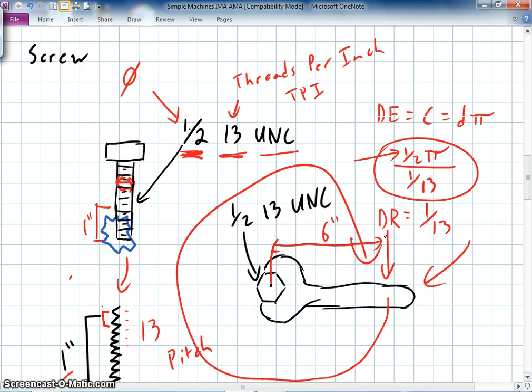So now my numbers in here will change. I would have 12 pi. The reason is that I have a radius of 6. Well, it's diameter times pi to find the circumference, so it'll be 12 times pi. Now my IMA has gone even further up because I now have a longer extension on my wrench. So that's how you would solve for the mechanical advantage of a screw.